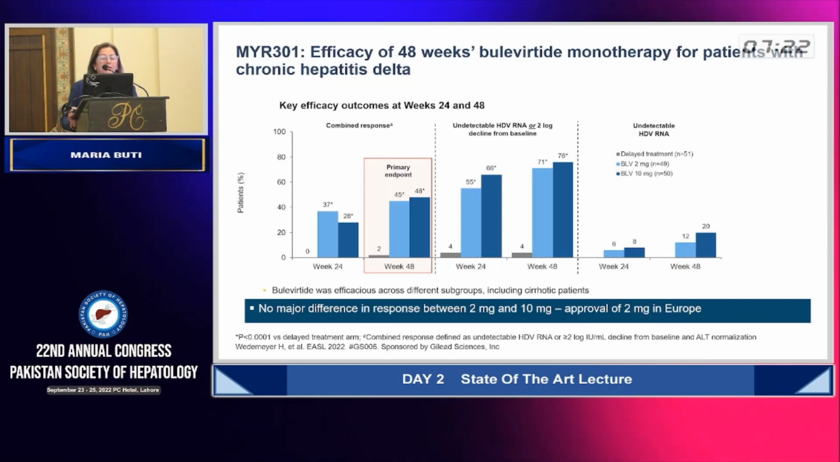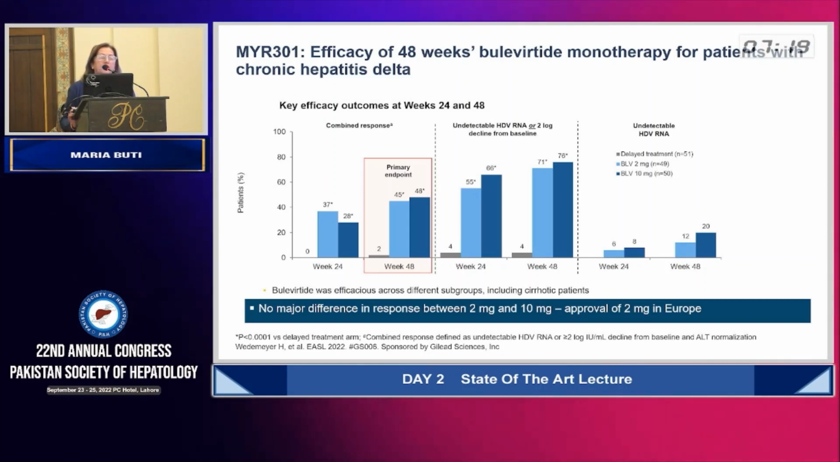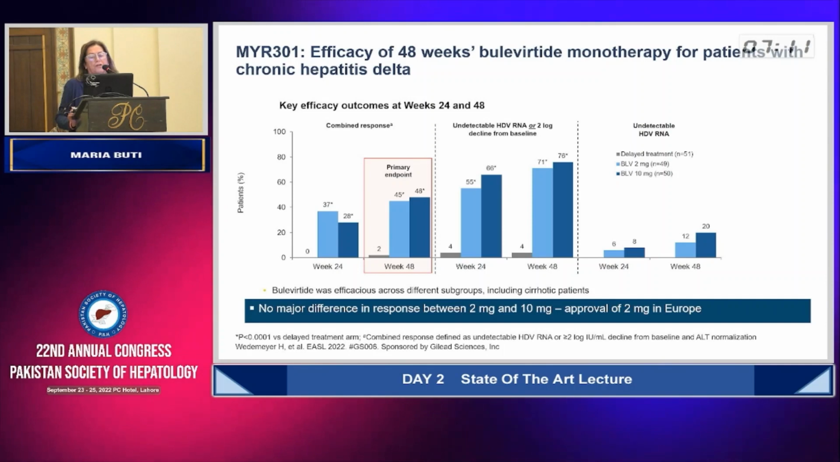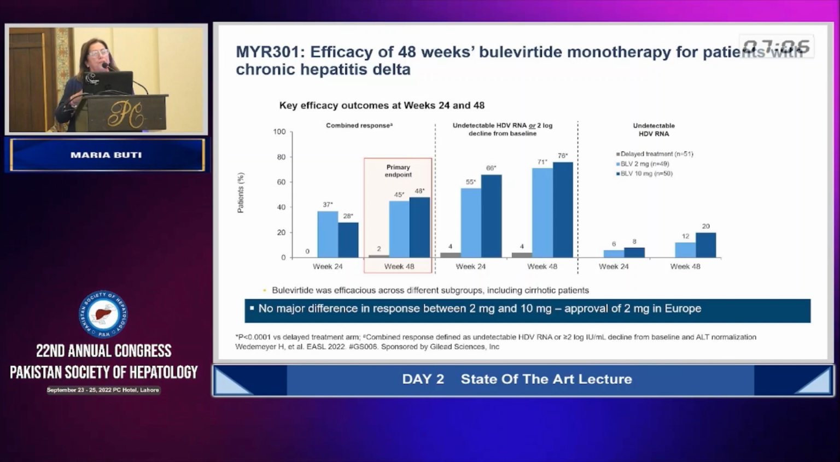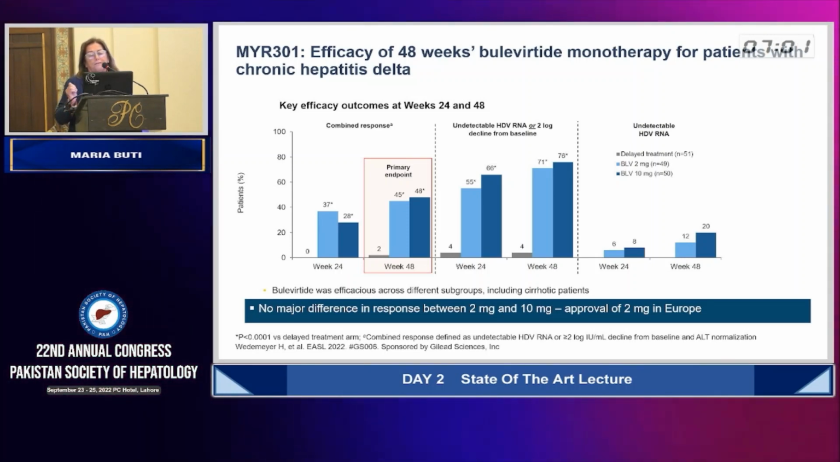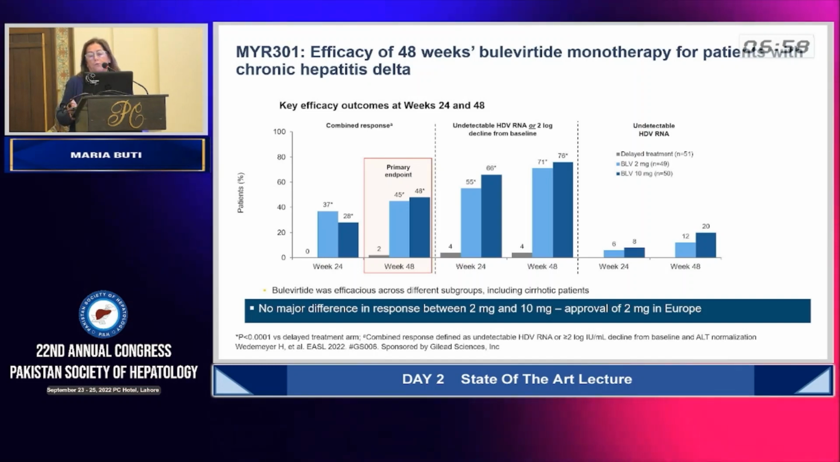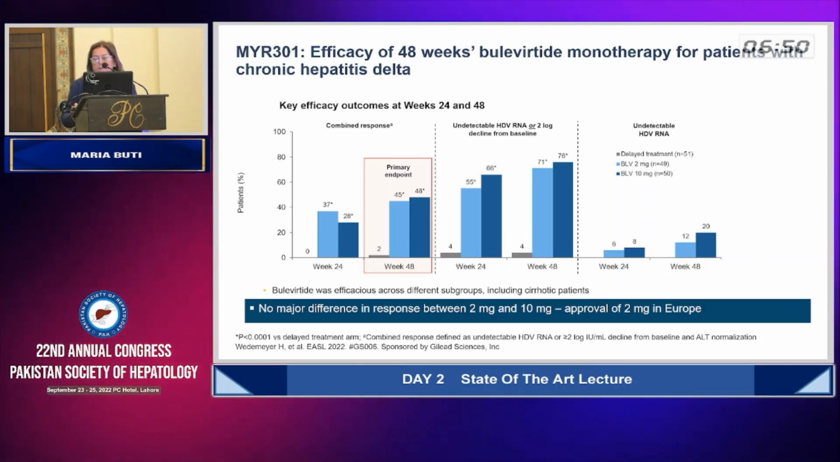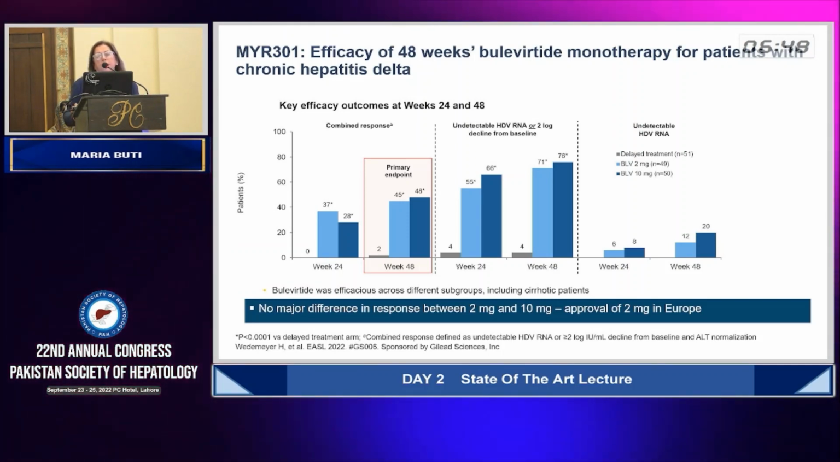At week 48, patients with normal ALT and decline in the levels of viremia was 48%. So that means half of the patients reach this primary endpoint. And if you like to know how many of them were completely with undetectable viremia, the proportion was lower, was 12-20% for 2 milligrams or 10 milligrams. But there is no statistical difference between 2 and 10 milligrams, supporting that the European indication of the 2 milligrams is the right dose.